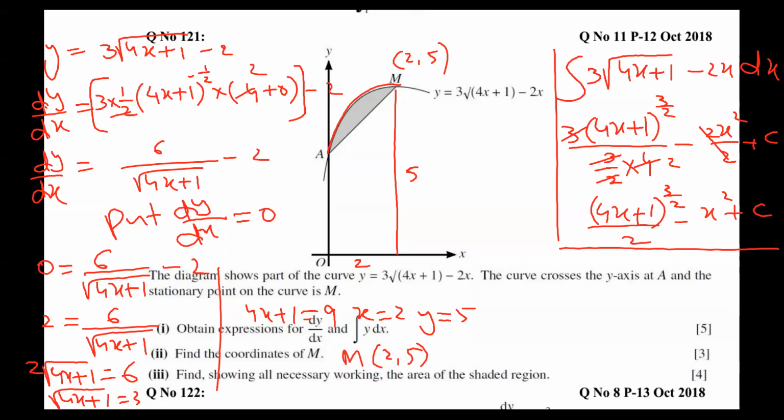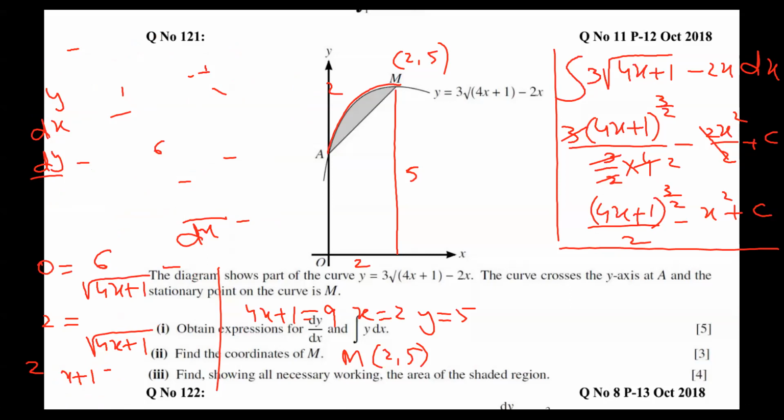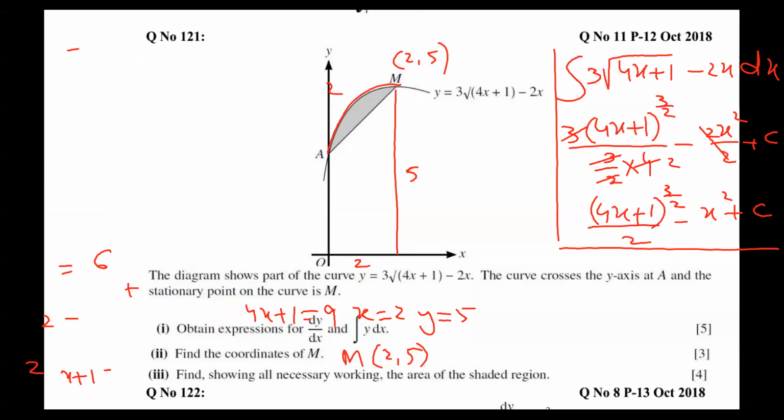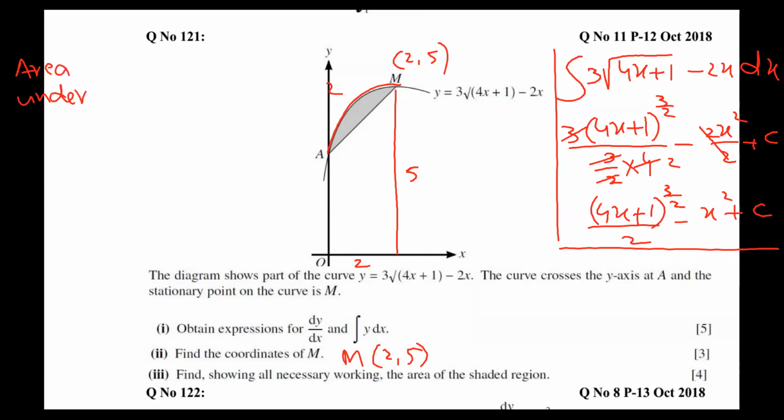We have to find the area under the curve, which we have almost done. We only have to put the limits, in part number 2. Let's talk about how to get it. First of all, we have this answer. This is the area under the curve. But how to get it? I'm writing here: area under curve.